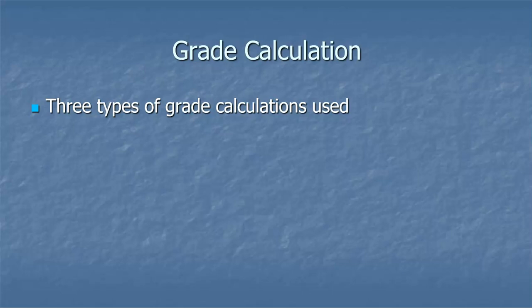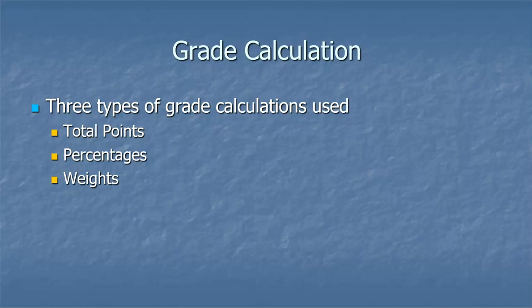there are three main types of grade calculations that get used, and various professors use various types. There is one that's called total points. That's how many points you earned out of how many points you could have earned. There are percentages. This is where you take the percentages of each of the grades to come up with a final grade. And there are weighted grades. So let's talk about the first type.